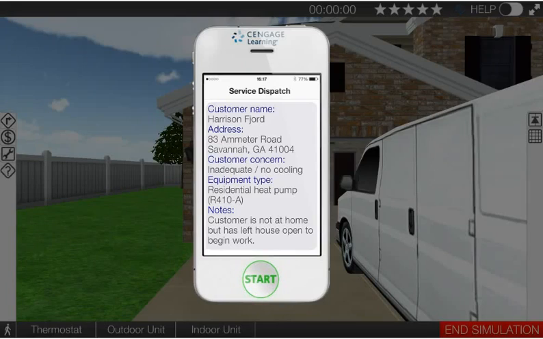Hey guys, this morning I'm going to use the HVAC training simulator that we have in our HVAC technician course to show you what happens to the system pressures and temperatures when there's a dirty filter. Now we already know that there's a dirty filter just to speed up the diagnosis here, but the dispatch page says you have inadequate or no cooling. Customer's not home and left the house open to begin work.